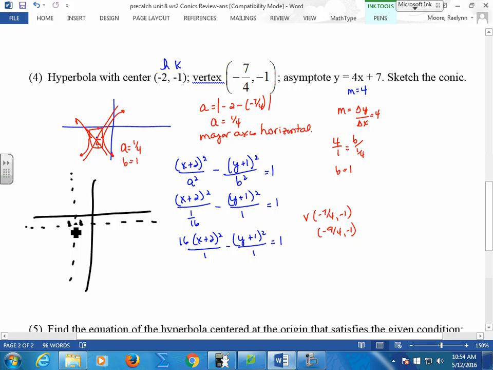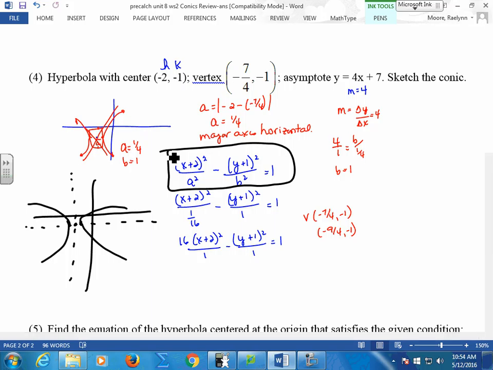So which way is this going, on the x-axis or the y-axis? The x. Because it always comes off my vertex. So I start like this. My x comes first. Whoever comes first is your major axis. A always comes first on a hyperbola.